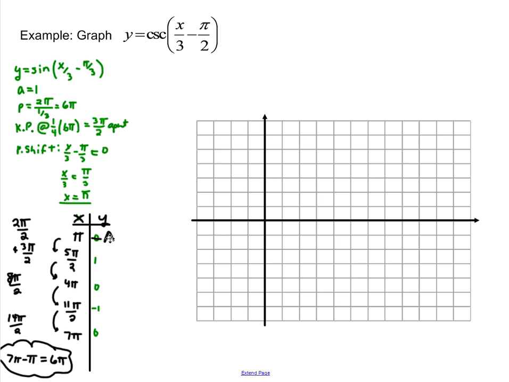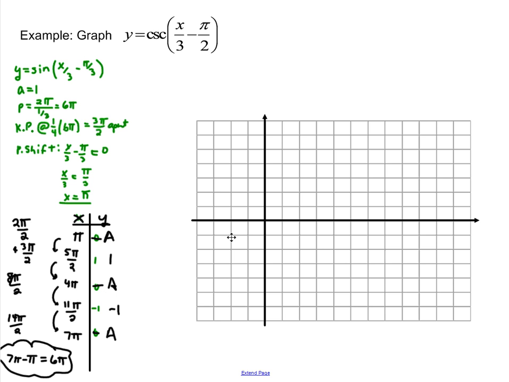So this is an asymptote right here. This is an asymptote, and this is an asymptote. However, cosecant of an argument is equal to 1 over the sine of that argument, and so 1 over 1, well, that just gives us y equals 1 at this point, and it gives us y equals -1 at this point. All right, so let's plot what we have.